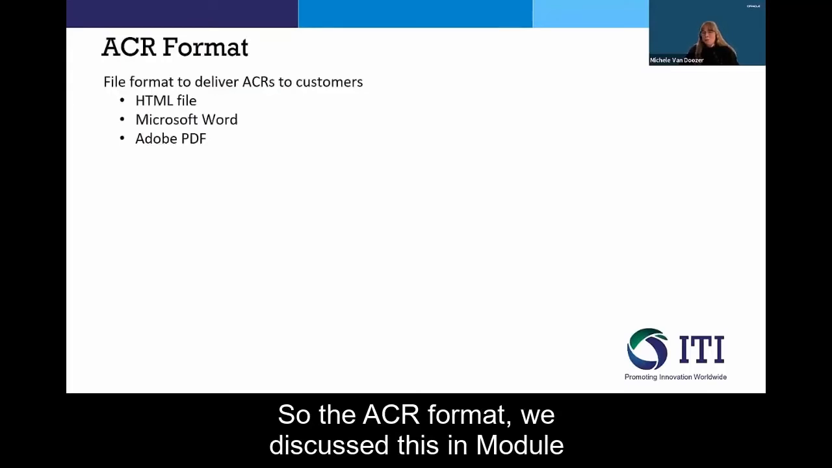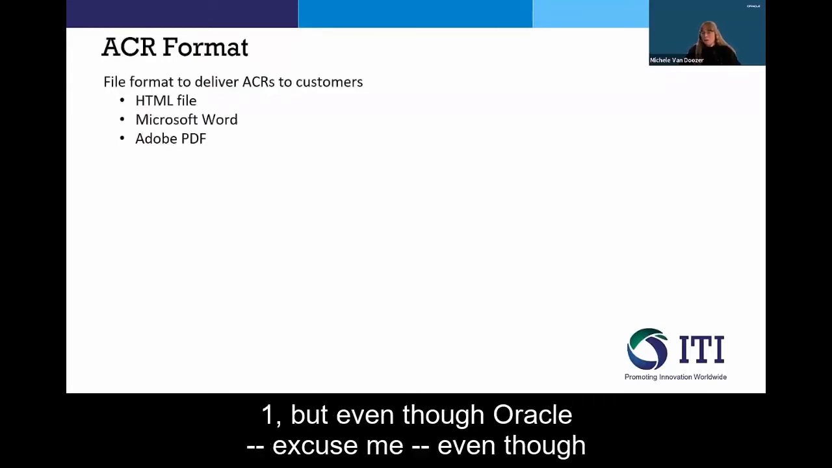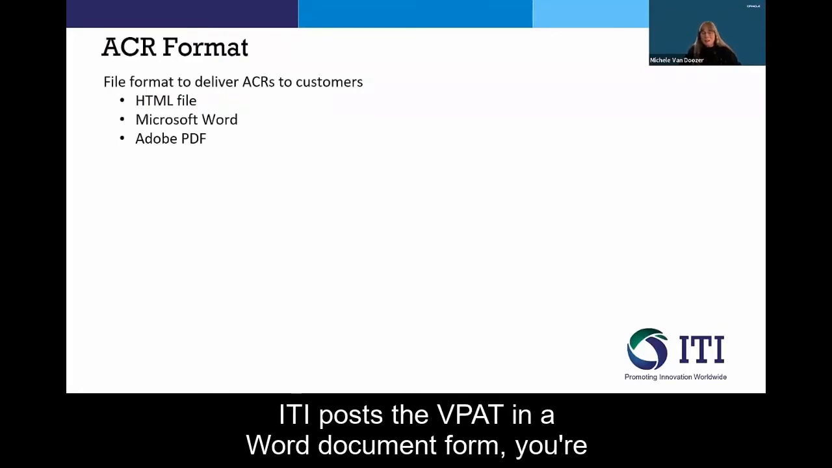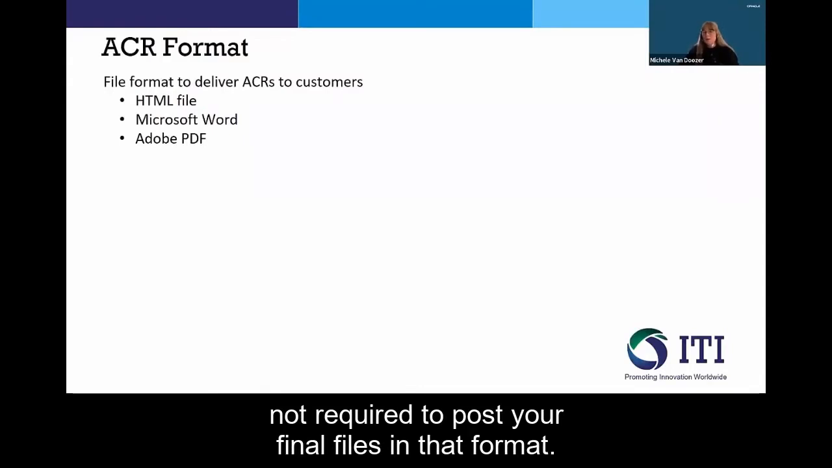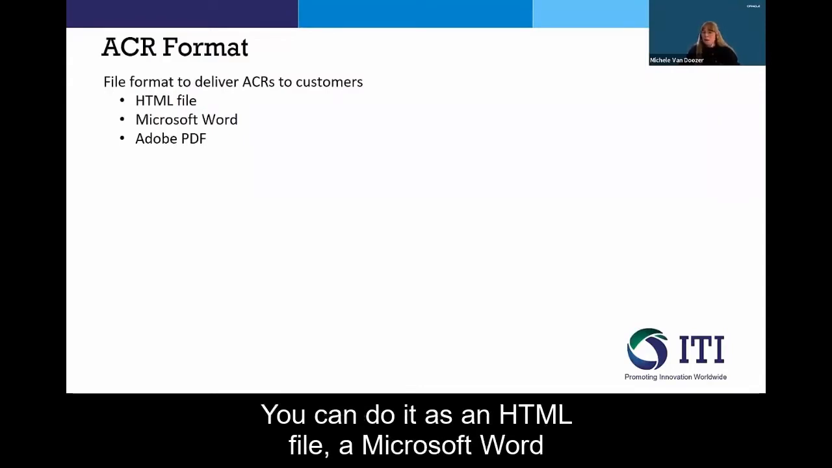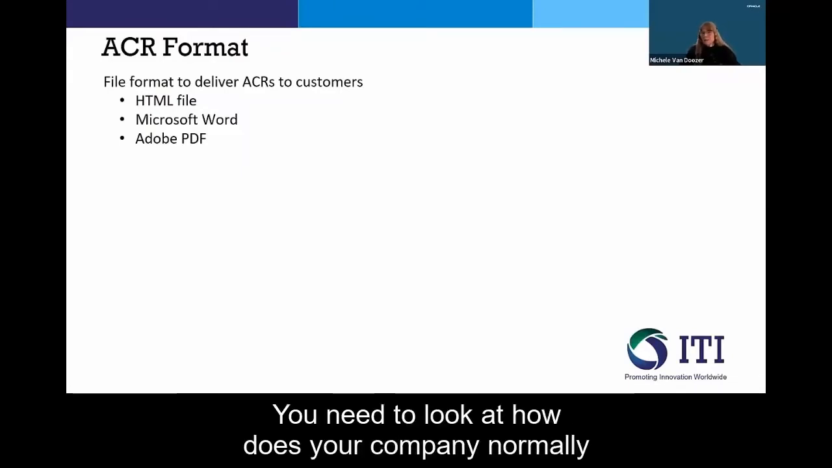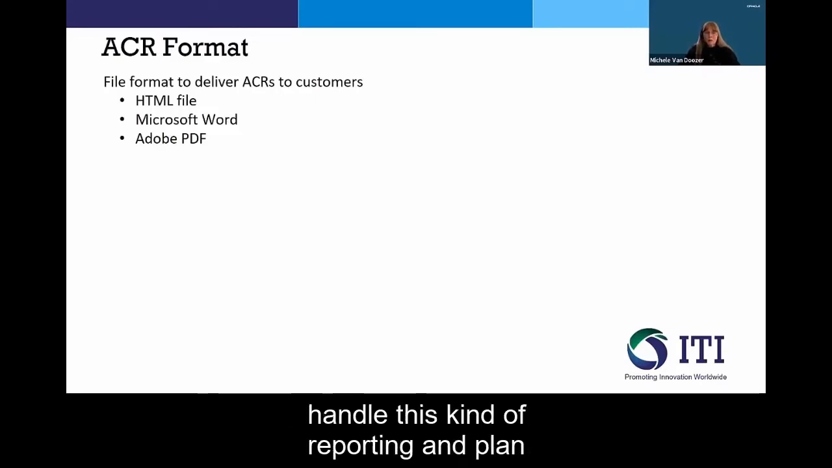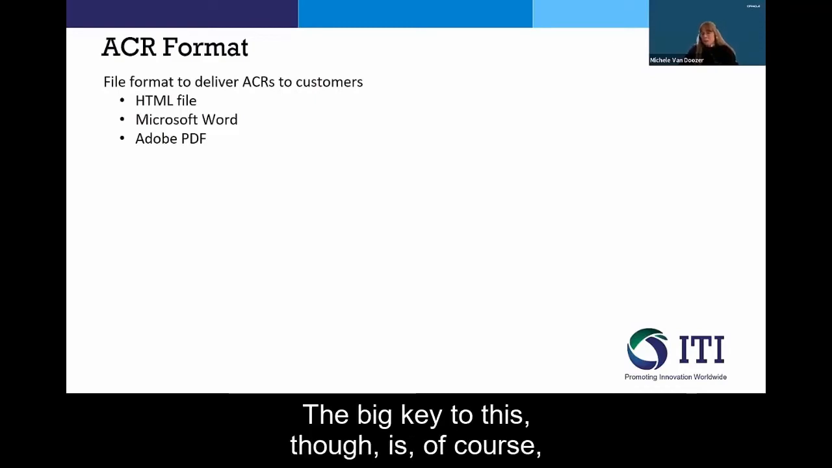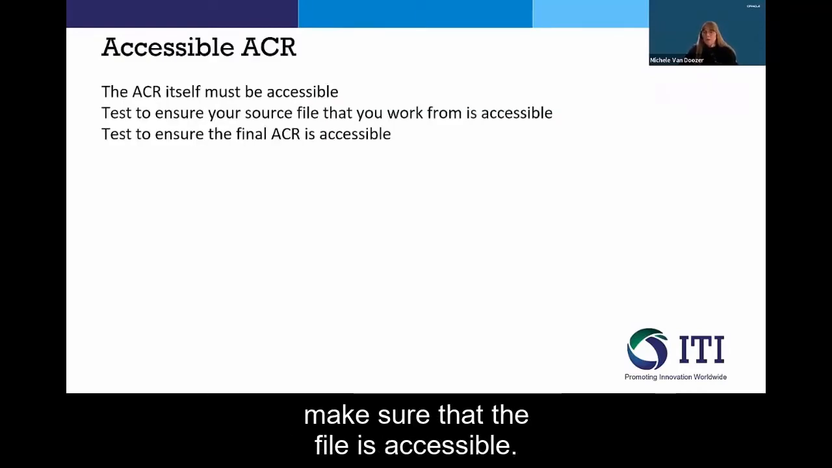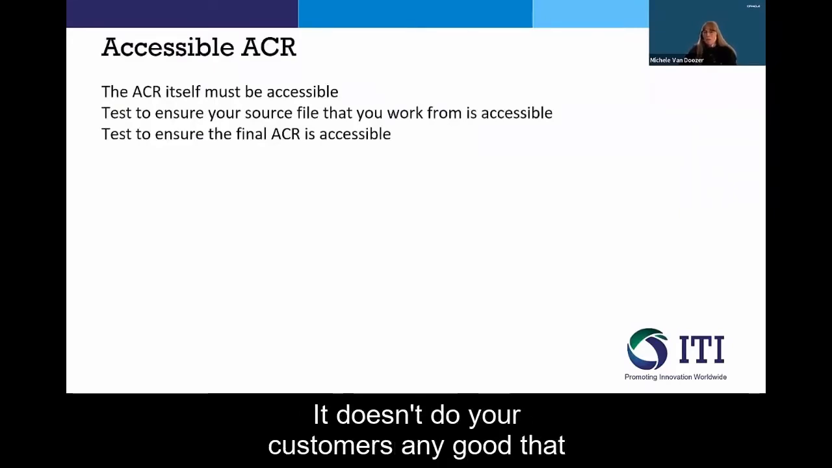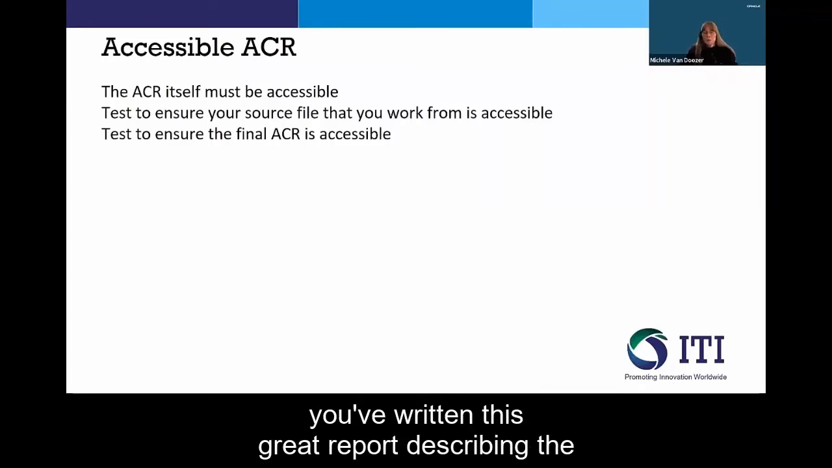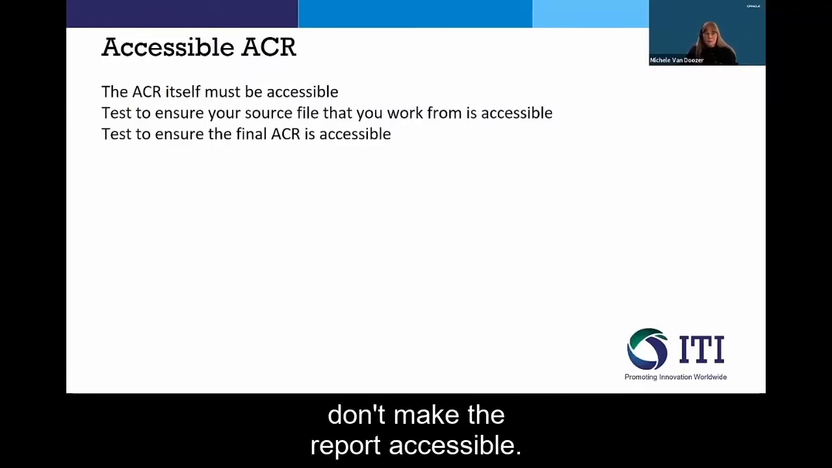So, the ACR format. We discussed this in module 1, but even though ITI posts the VPAT in a Word document form, you're not required to post your final files in that format. You can do it as an HTML file, a Microsoft Word file, a PDF file. You need to look at how your company normally handles this kind of reporting and plan the file accordingly. The big key to this, though, is, of course, to make sure the file is accessible. It doesn't do your customers any good that you've written this great report describing the accessibility of your product and then you don't make the report accessible.